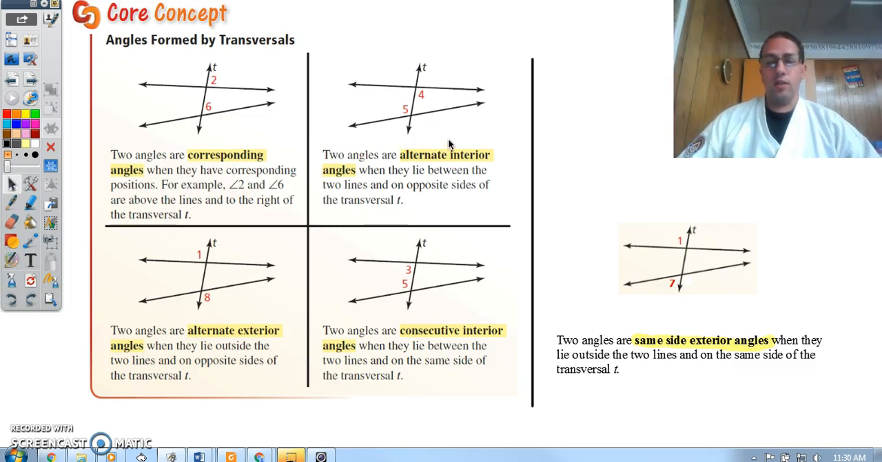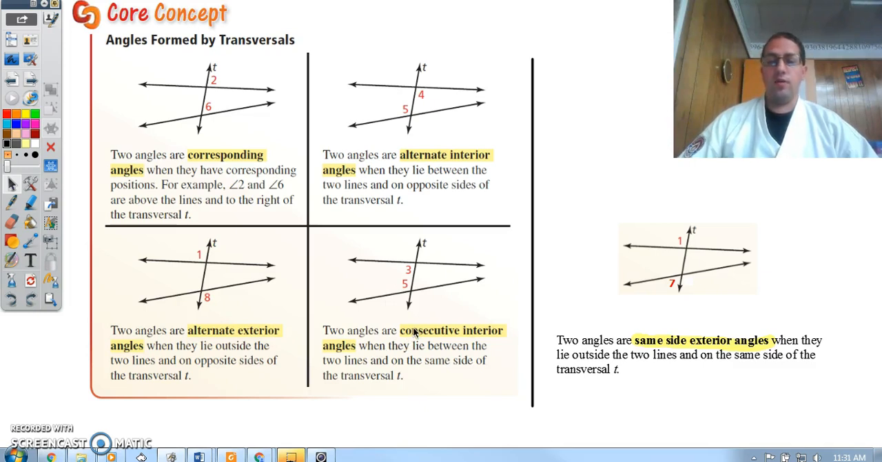Next we have alternate interior angles. The alternate refers to both being on different sides of the transversal. We have 4 over here and 5 over there. Interior is asking, is it between the 2 lines that got crossed? And 4 and 5 are in between these 2 lines. They are on the inside. Next, alternate exterior: on different sides of the transversal, and they are outside the 2 lines that got crossed. So 1 is up above and 8 is down below. They are not in the middle, they are on the outside, exterior.